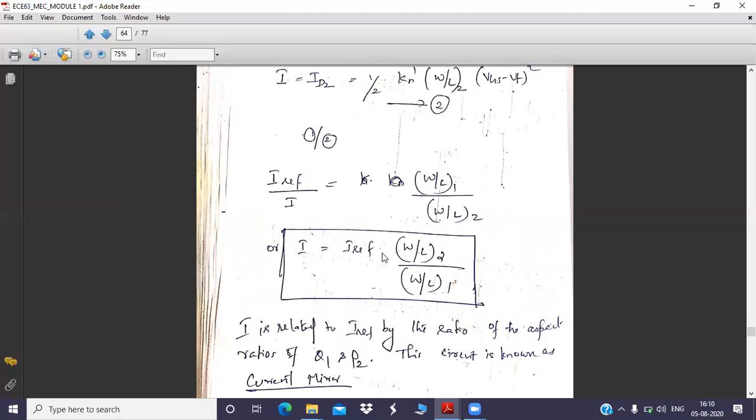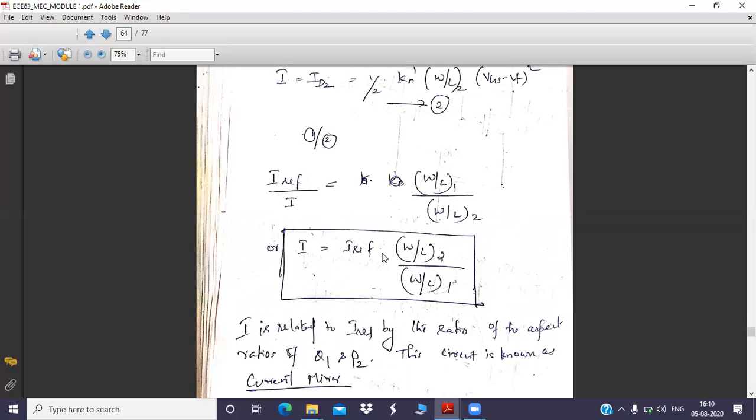Then this W by L of the two should be the same, not one. It should be the same, so that they will cancel each other. So that is what is known as aspect ratio. Aspect ratio should be the same. W by L is known as aspect ratio. When the aspect ratio of the two transistors becomes the same, that will get cancelled. So I will become IRF.